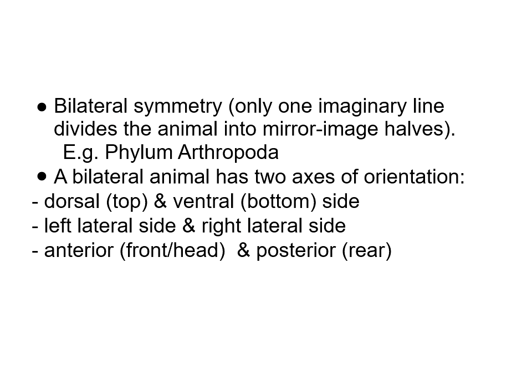Some organisms are bilaterally symmetrical, meaning they can be divided into halves, such as phylum arthropods, such as insects. Bilateral animals have two axes of orientation. These are orientations that we use to identify the sides of the animals. It can be dorsal, ventral, lateral, or anterior and posterior.